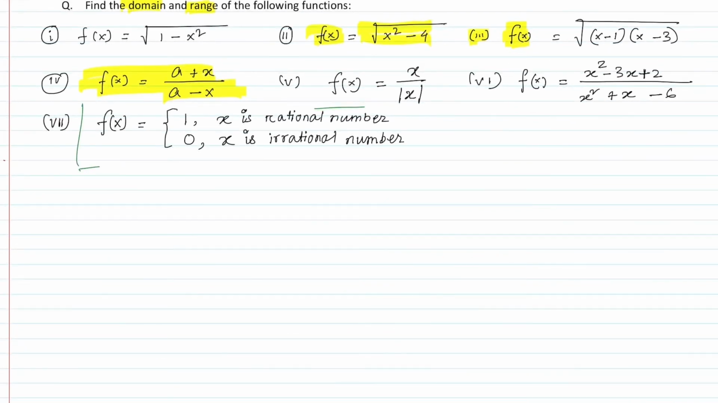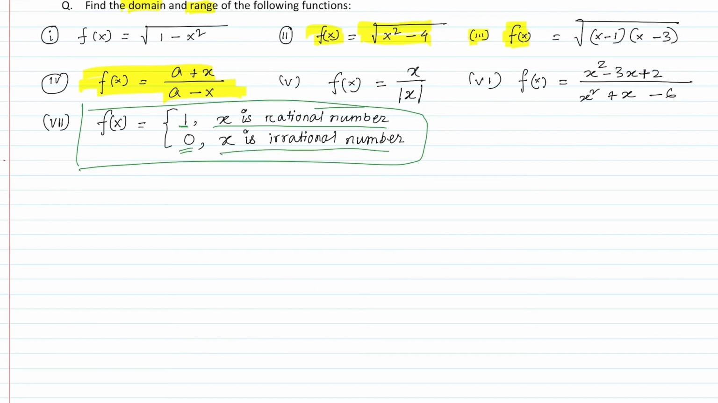So our last function is f of x, which is equal to 1 where x is a rational number, and it is equal to 0 when x is an irrational number. Here it is given that f of x is equal to 1 when x is rational, and it is 0 when x is irrational.